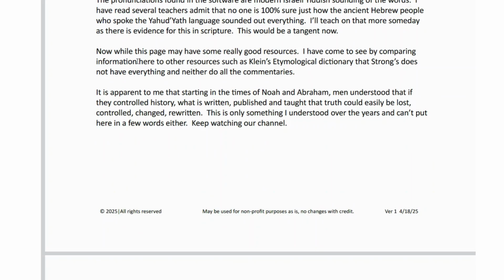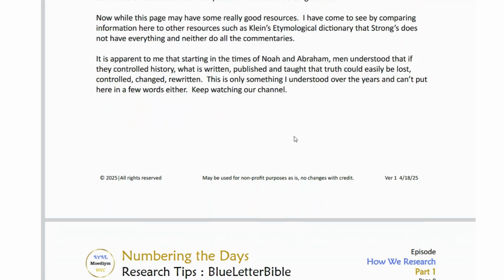So now, while this page may have some really good resources, I have come to see by comparing information here to other resources such as the Klein's Etymological Dictionary that Strong's does not have everything, and neither do the commentaries. It is apparent to me that starting in the times of Noah and Abraham, men understood that if they controlled history, what is written and published and taught, that truth could easily be lost, controlled, changed, and rewritten. This is only something I understood over the years and can't put here in a few words either, so just keep watching our channel.